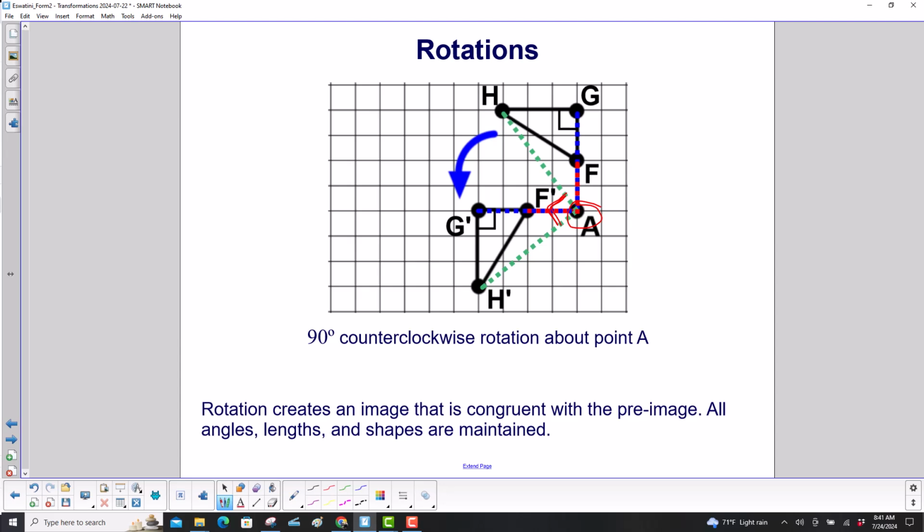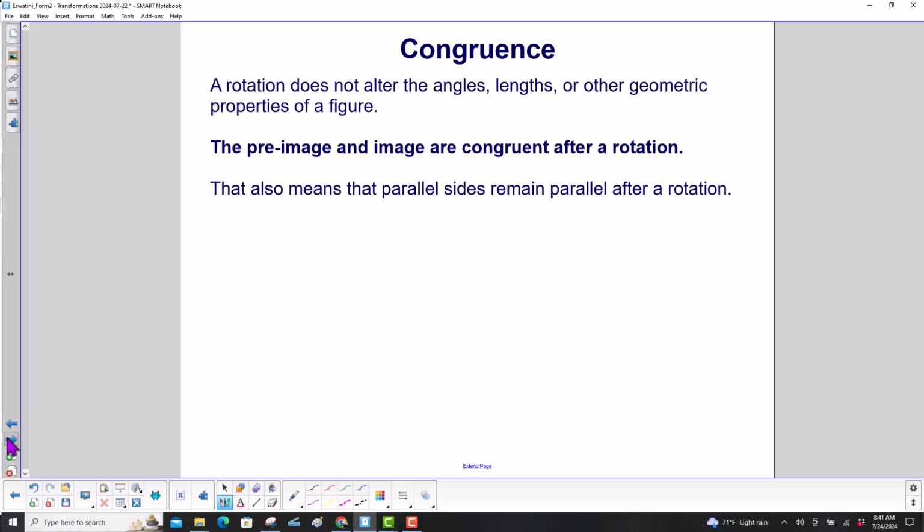Rotation creates an image that is congruent with the pre-image. All angles, lengths, and shapes are maintained. A rotation does not alter the angles, lengths, or other geometric properties of a figure. The pre-image and image are congruent after a rotation. This also means that parallel sides remain parallel after a rotation.